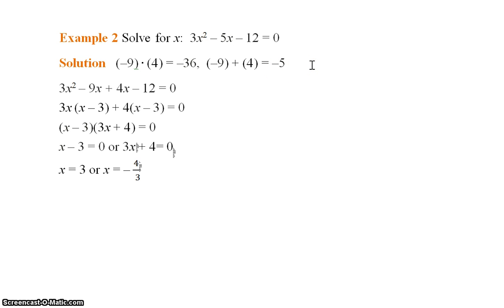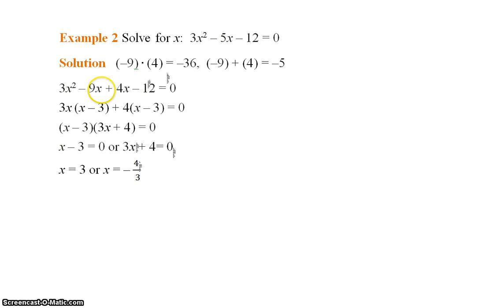It's easy to guess the numbers. The numbers are minus 9 and 4, because minus 9 times 4 is negative 36, and minus 9 plus 4 is negative 5. These numbers we can use to split the middle term. Instead of minus 5x, we write minus 9x and plus 4x.